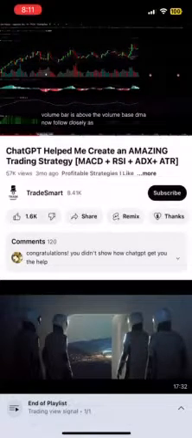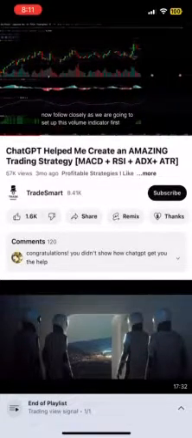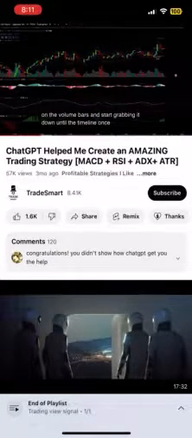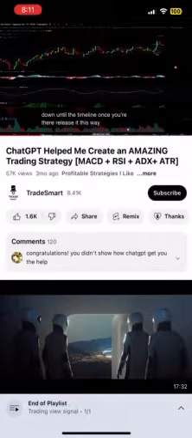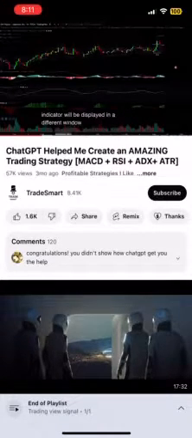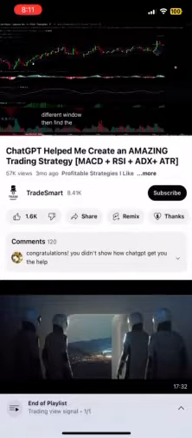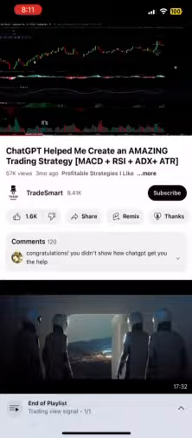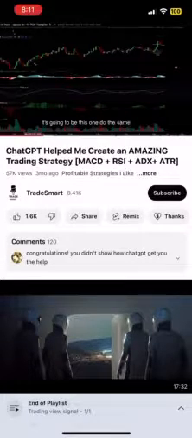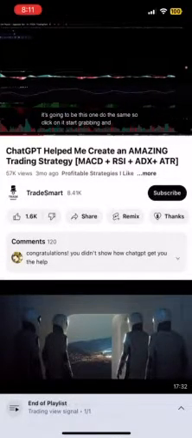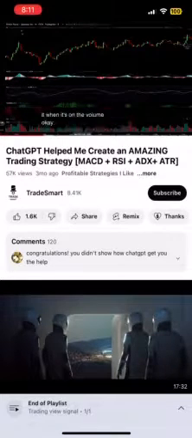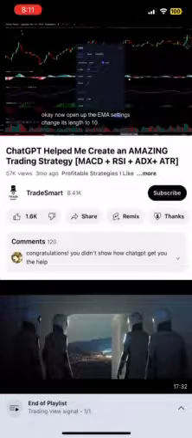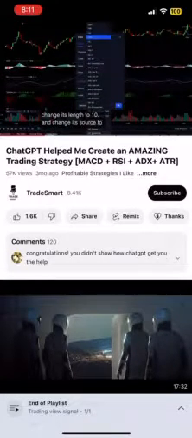Now follow closely as we are going to set up this volume indicator. First, click on the volume bars and start grabbing it down until the timeline. Once you're there, release it. This way, this volume indicator will be displayed in a different window. Then find the exponential moving average which we added to the chart. It's going to be this one. Do the same, so click on it, start grabbing, and release it when it's on the volume. Okay, now open up the EMA settings, change its length to 10, and change its source to volume.